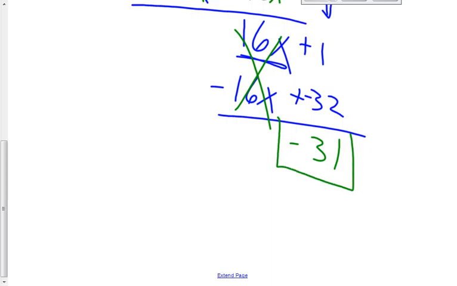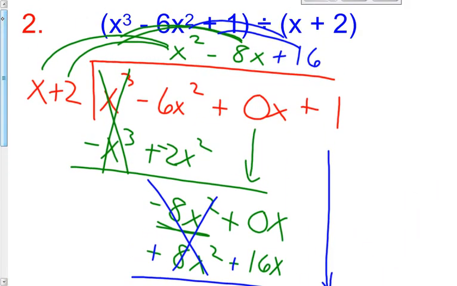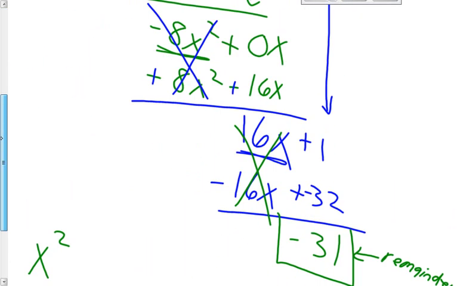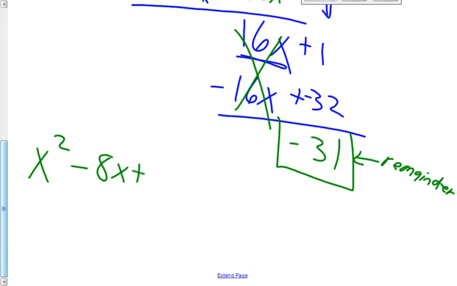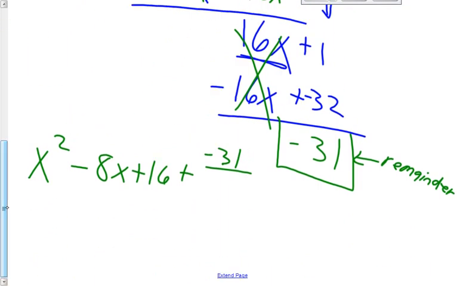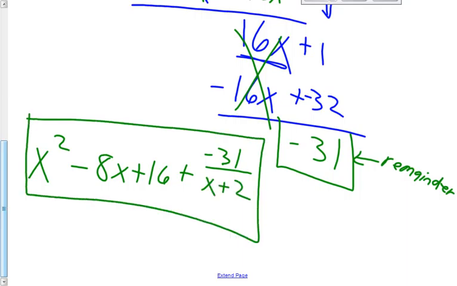So class, this is our remainder. Whenever we get a remainder, here's what we're going to do with it. We're going to put it in the numerator, and our divisor is going to be the denominator. So here's our answer right here. X squared minus 8x plus 16 plus our remainder, which is a negative 31, over our divisor, which is x plus 2. This one right here. X plus 2. So that's how you do problem number 2.